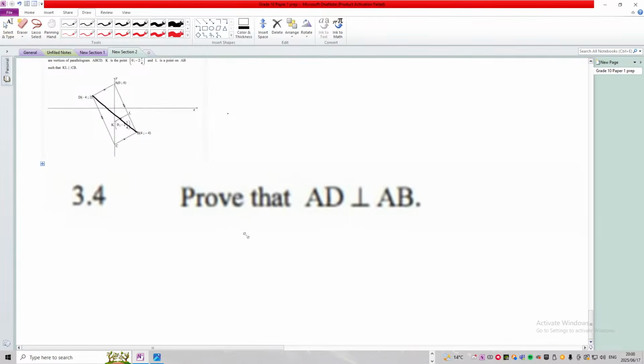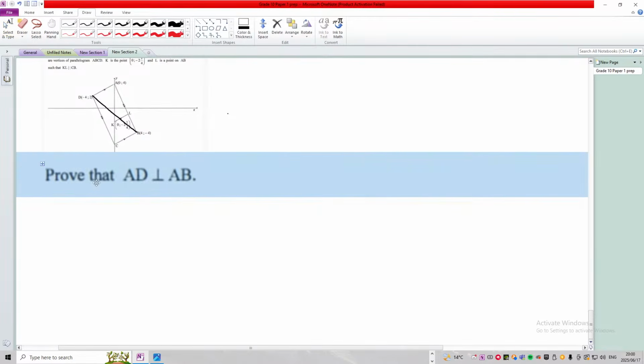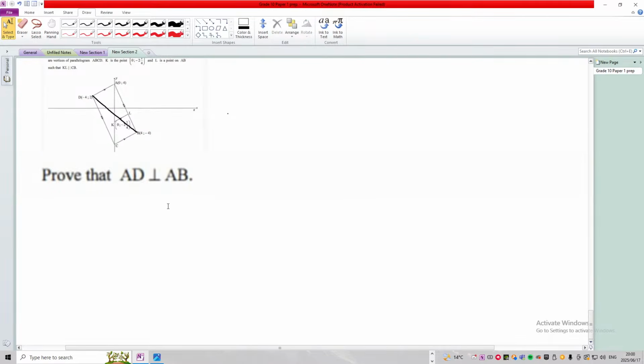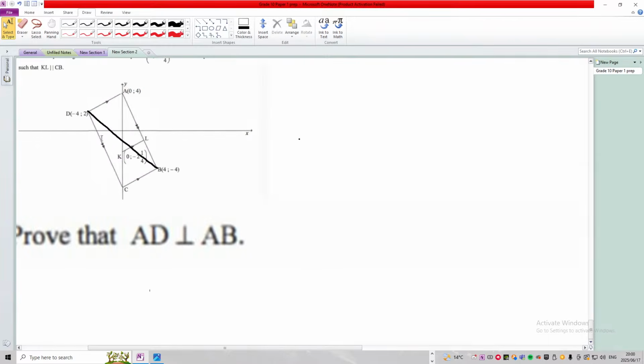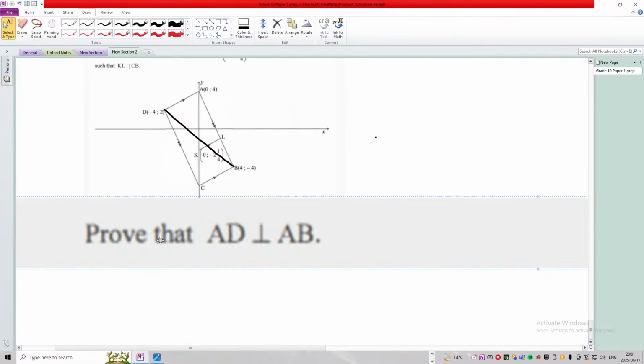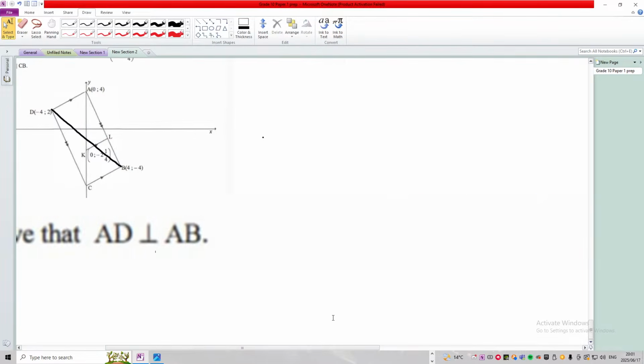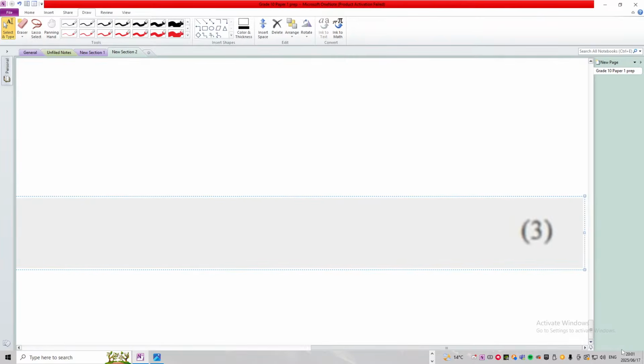We need to prove that AD is perpendicular to AB. Two perpendicular lines have gradients that multiply to negative one. I'm going to say it's wrong to just say it, because you're going to do this in the exam. When you multiply the gradients of two lines, the answer is negative one. Okay, that is the key. Then we can say that they are perpendicular.